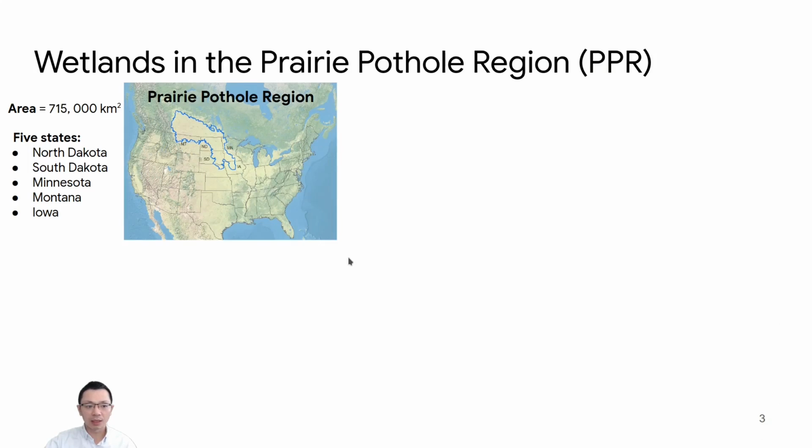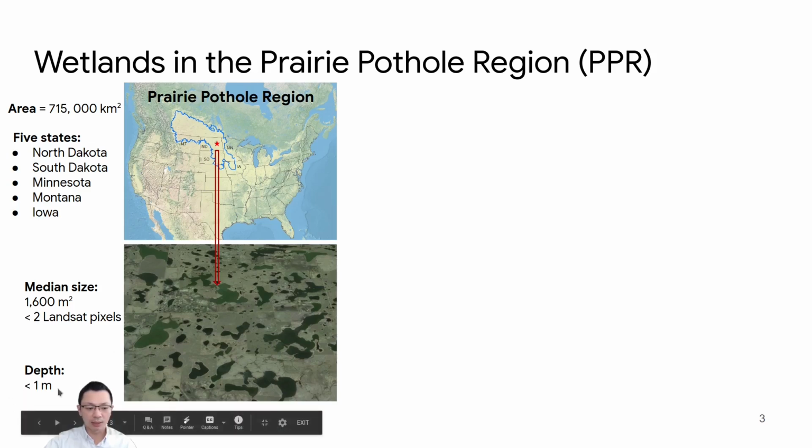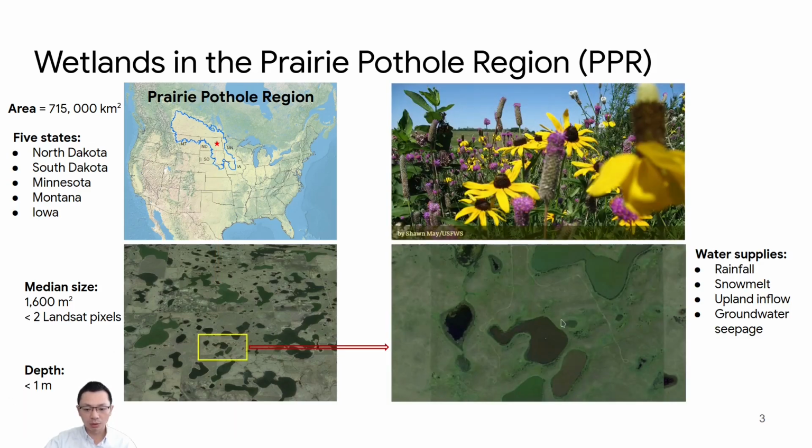So first, I would like to introduce the wetlands in the Prairie Pothole region, our study area. The PPR is a vast area that covers 5 states, and there are millions of wetlands in this region. The median size of wetlands is only 1,600 square meters, roughly 2 Landsat pixels. And most of these wetlands are relatively shallow, less than 1 meter in depth. If we zoom in, this is what it looks like in high resolution aerial imagery.